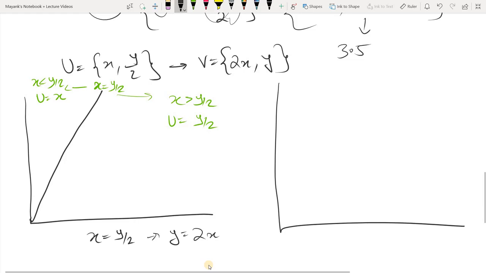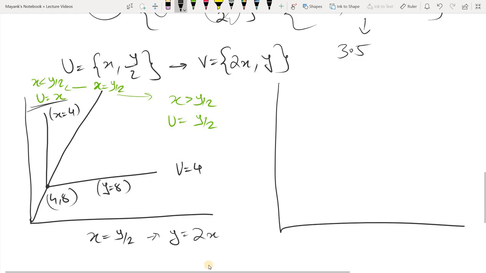Now here you have utility equals x, so you would have vertical lines. Here you have utility equals y by 2, so you will have horizontal lines. So let's say you have utility equal to 4 indifference curve. It will pass through all points corresponding to y by 2 equals 4, which is basically y equals 8. So you will have points where y equals 8. On the other hand, you will have points corresponding to x equals 4, because you have utility equals 4. And this point would basically be 4, 8, which does lie on the x equals y by 2 line. So this is your utility level 4 indifference curve.